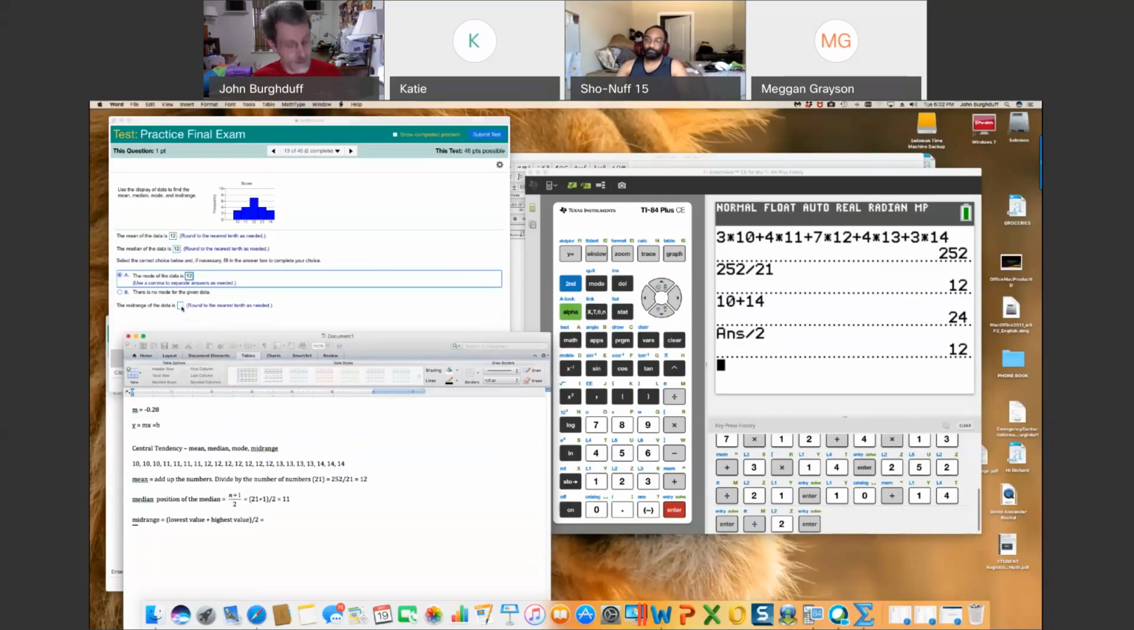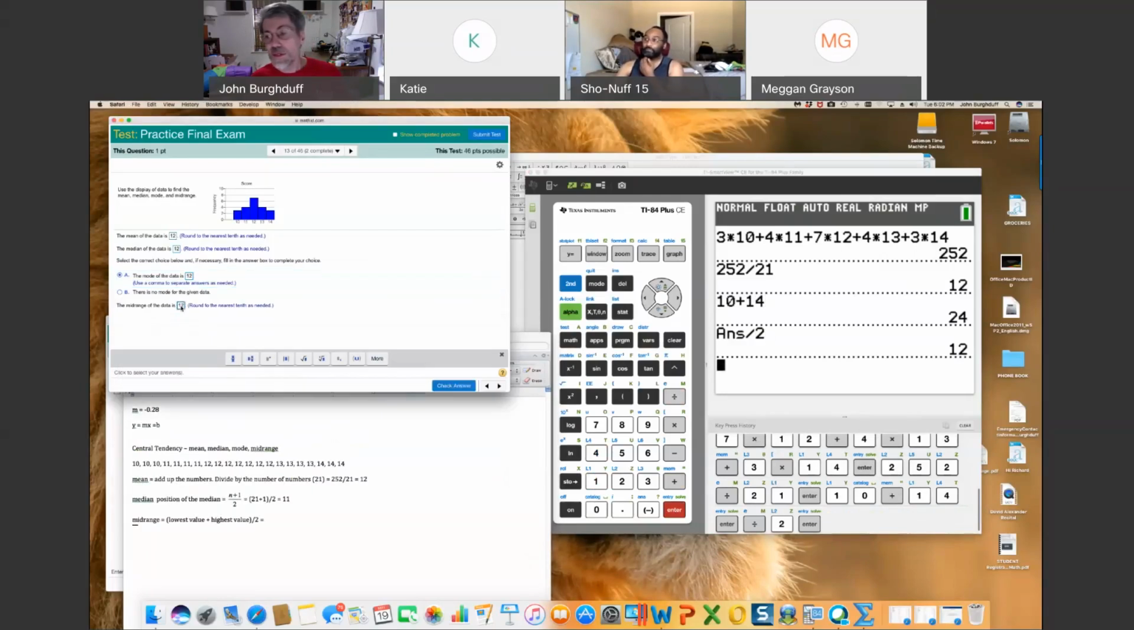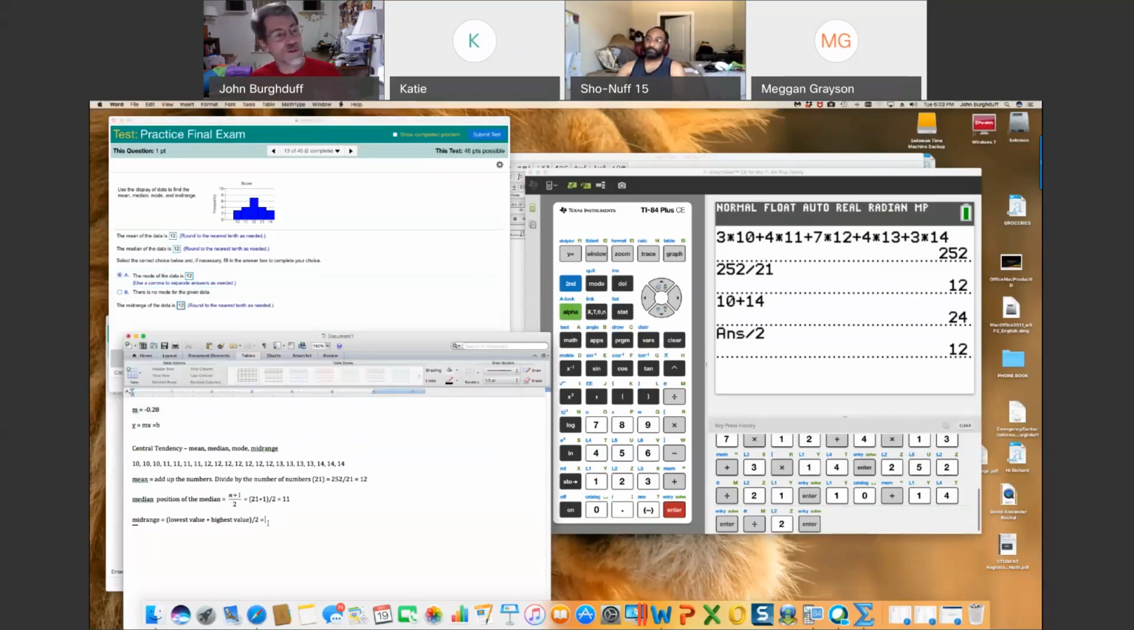12, 12, 12, 12, 12. But they're all figured differently. Mid-range is probably the least statistically significant of all these measures. We talk about it just because it's there, but it's just take the lowest number you see plus the highest number you see and divide by 2, and that's all you do.